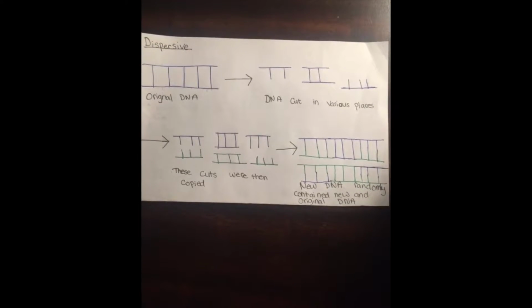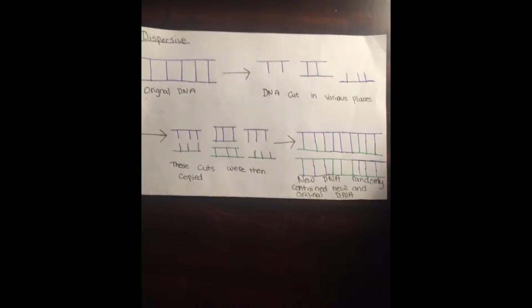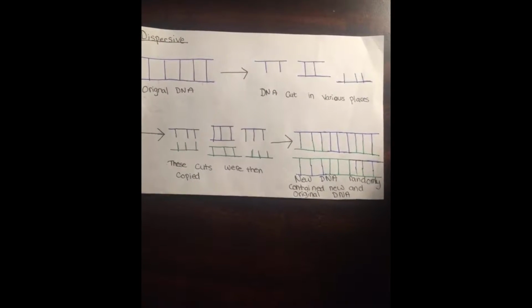In this process, the DNA molecule would be cut at various parts and these sections would be copied, then reattached to produce two DNA molecules that randomly contained parts of the original DNA and the new DNA.